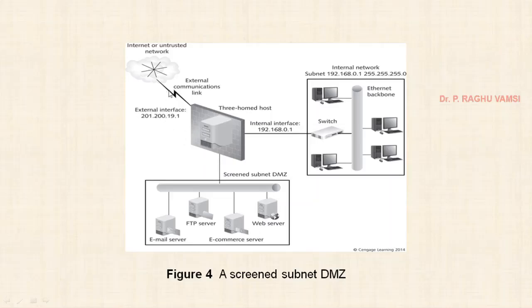Now, from here one external interface and here one internal interface, and to connect to the DMZ, one more interface is required. That means this host should have at least three network interfaces. Whenever this host has three network interfaces, three LAN cards must be provided. One LAN card is connected to the external interface, one to the internal, and one to the screened subnet DMZ.